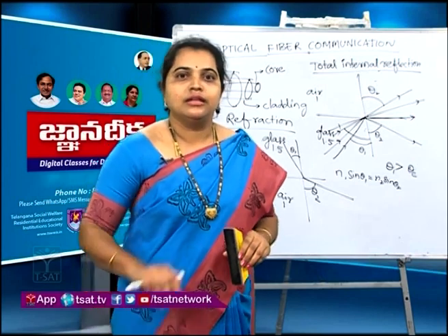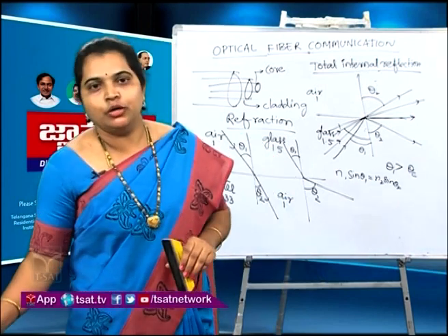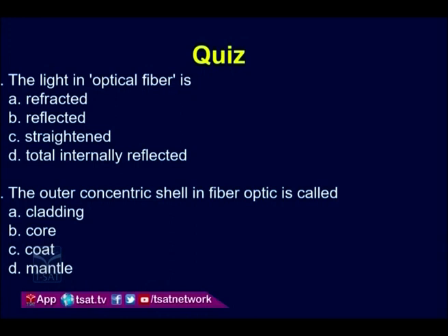Okay, let's do a small quiz. Look here. First question. The light in optical fiber is: option A, refracted; reflected; straightened; total internally reflected. What is the principle that we are using in optical fibers? Total internal reflection, right? So, option D is the answer.